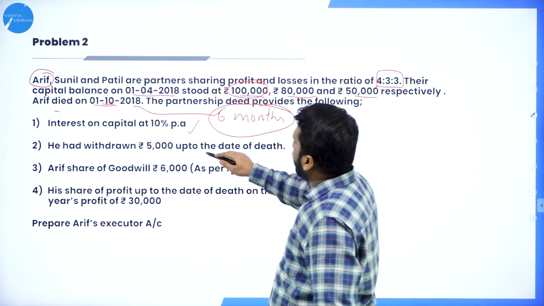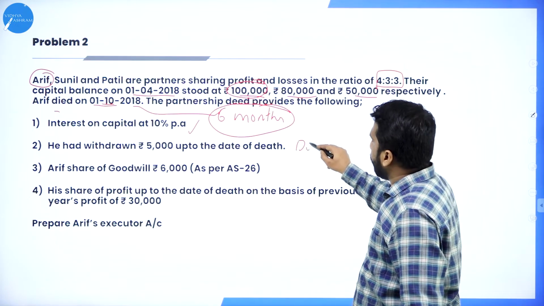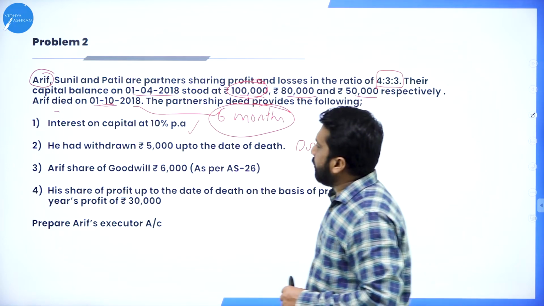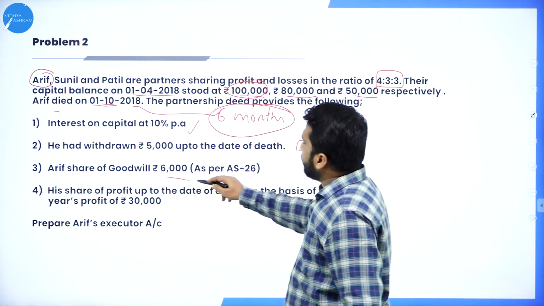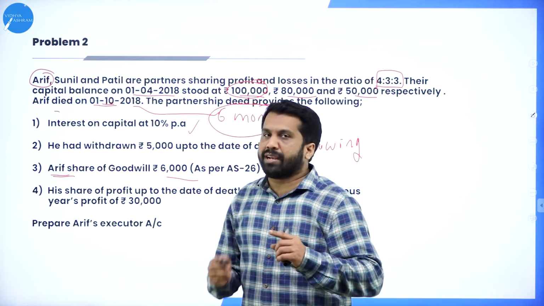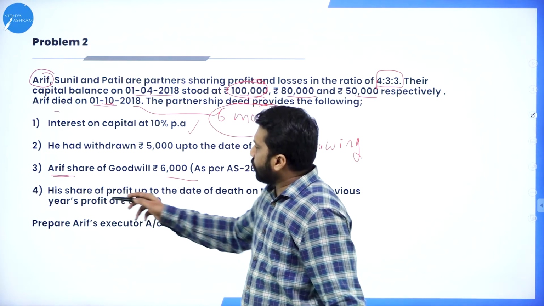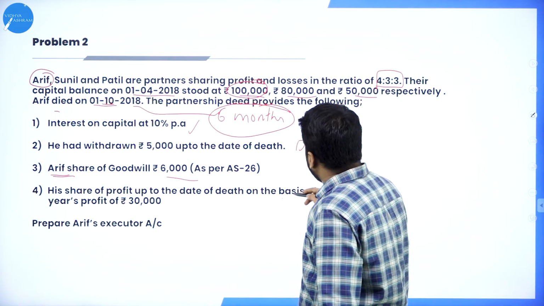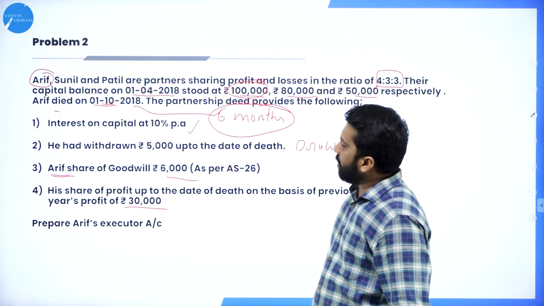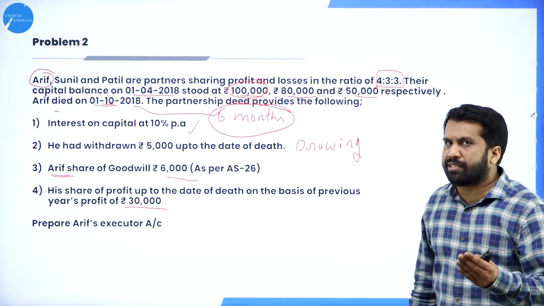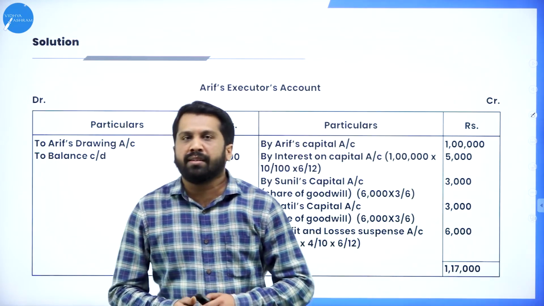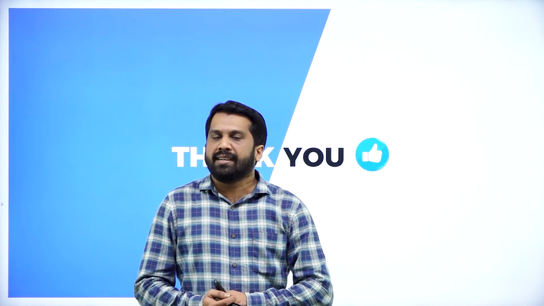He has withdrawn 5,000 up to the date of death. This is a drawing. Drawing will come under which side? Debit side. Arif's share of goodwill. See, it is not firm goodwill. It is Arif's goodwill. You can take it directly. His share of profit up to the date of death of the previous year, 30,000. Calculate. Prepare Arif Executor's account. Only 3 to 4 adjustments you will get for a 6-mark question. So please work it out and later you see the answers.